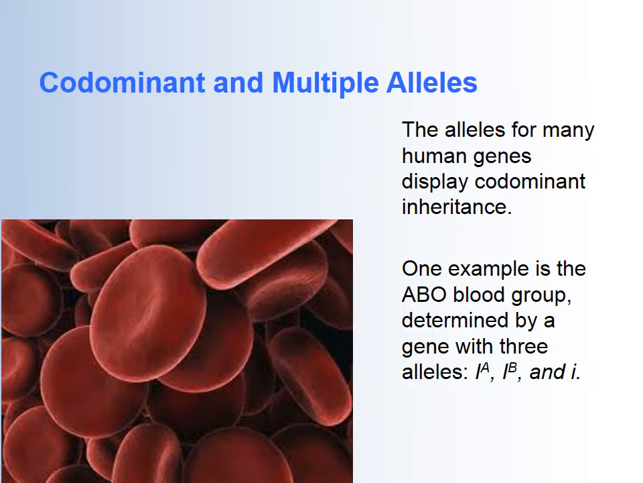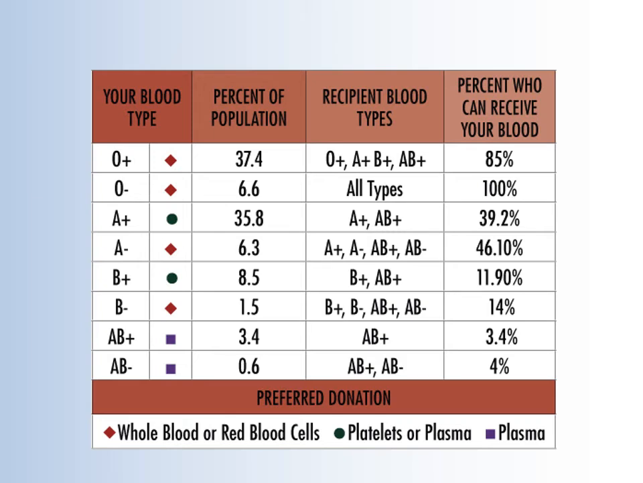Now, as far as codominance and multiple alleles, that was our blood types. Remember our A, B, and O blood groups? If you need to, you might need to look back at your notes and remember where we have the IA, the IB, and then the lowercase i. Here is a chart that shows the universal donor, who can donate to who and who can receive from who. Universal donor, remember, was the O type blood, and universal receiver was who? What type of blood? Right, it was the AB blood.